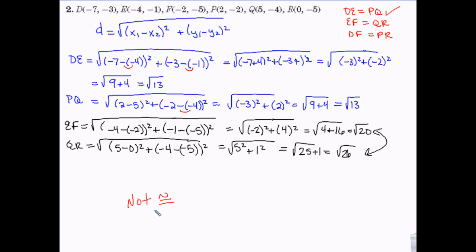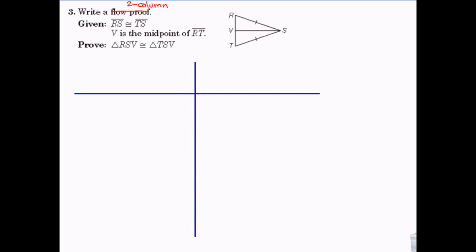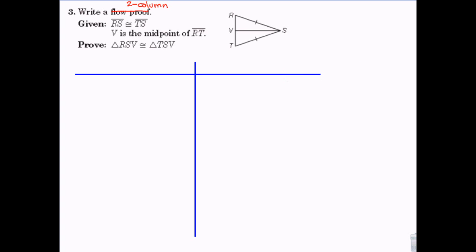Does that make sense? All right, we are not writing a flow proof. All of our proofs are going to be 2 column. So no matter what you see, we're doing a 2 column proof, okay? To start our proof, we make columns. I want to make my columns better than that, to give us more room. The first column is always statements. The second column is always reasons.